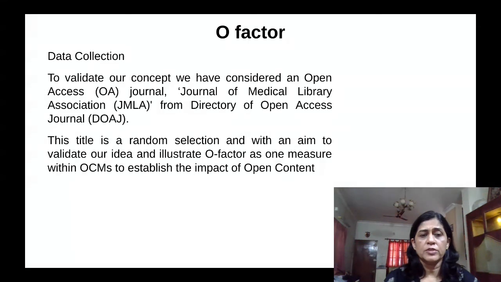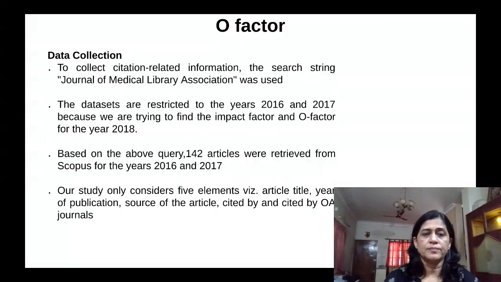So, computation, first of all, data collection. To validate our concept, we have considered the Open Access Journal, Journal of Medical Library Association, JMLA, from the Directory of Open Access Journals, DOAJ. This title is a random selection and with an aim to validate our idea and illustrate O-factor calculation as one of the measures within OCMs to establish impact of open content.